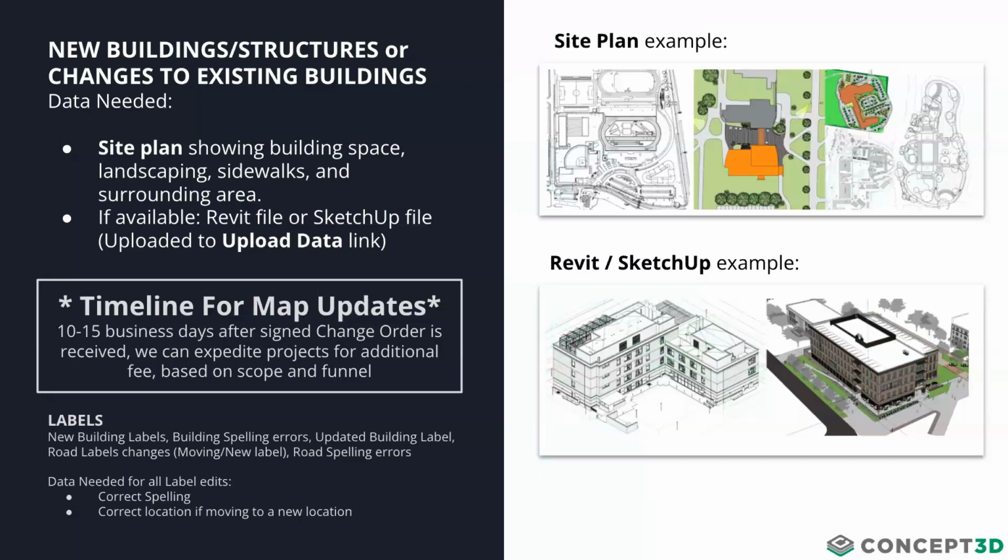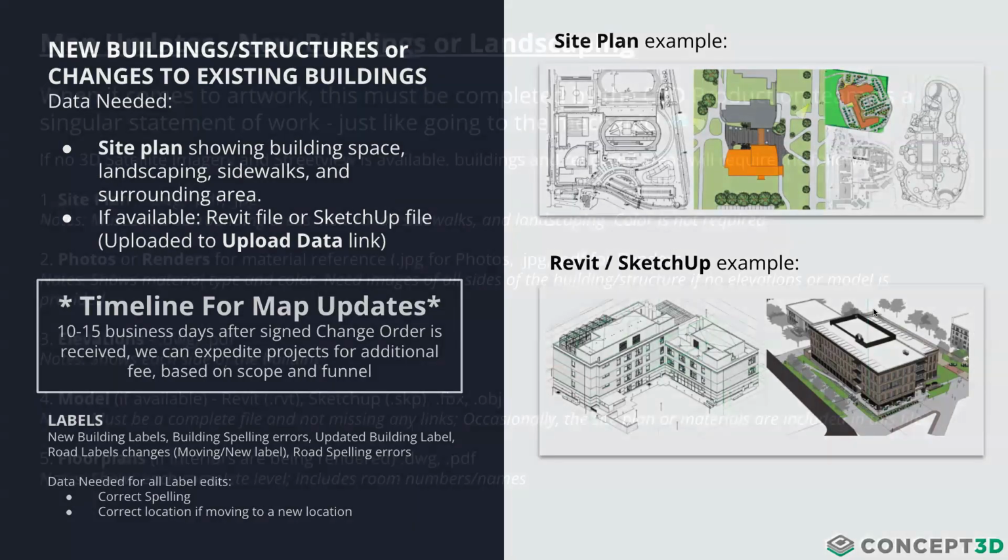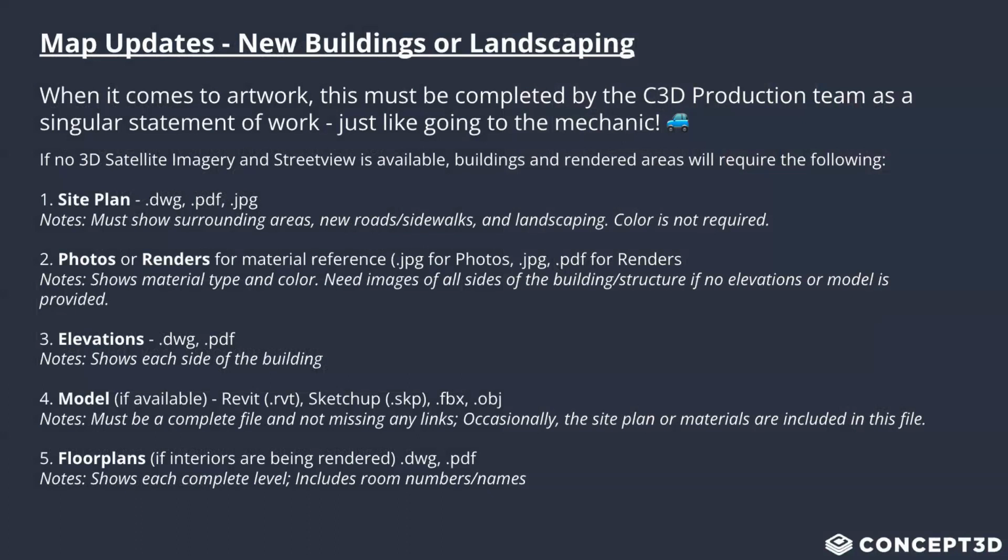Elevations must include each side of a building and can be .dwg or PDF. Models, if they're available, can be Revit files, SketchUp files, .fbx, or .obj. These must be complete files and contain all appropriate links. Lastly, if interiors are being rendered and you're including floor plans, you can use a .dwg or PDF, and you must include room names and numbers if assigning.